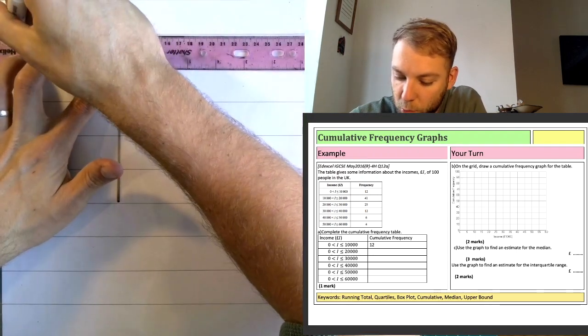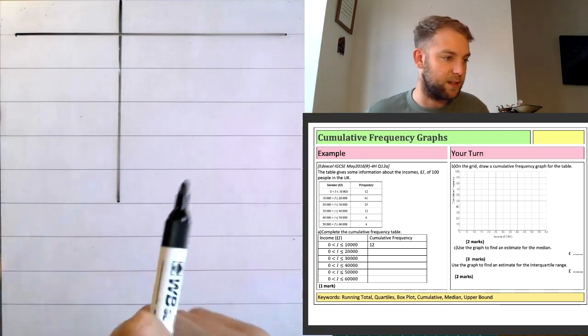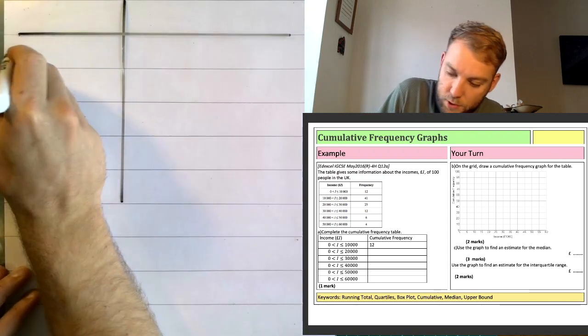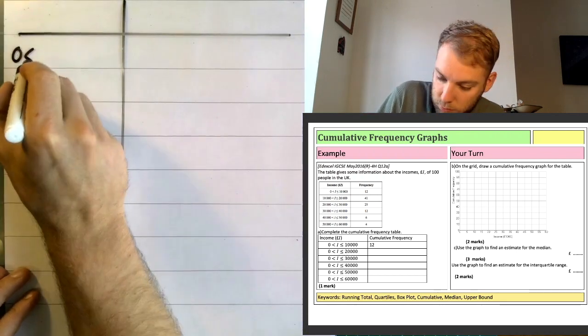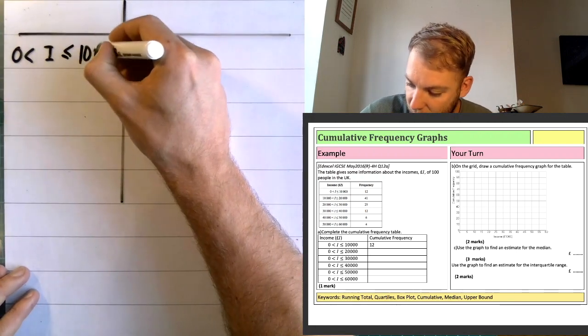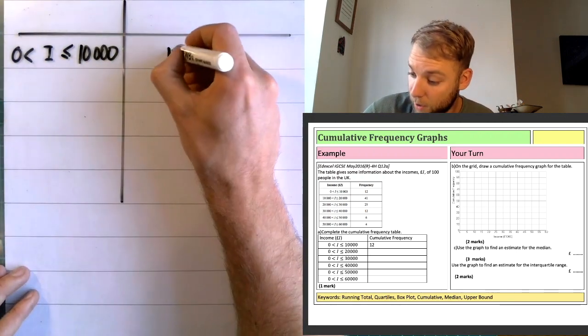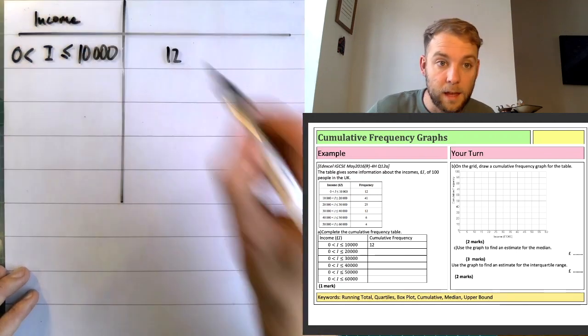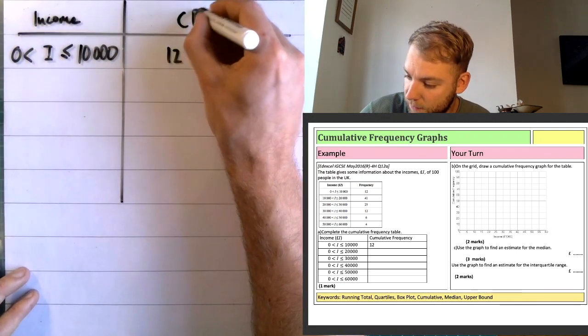I think we should probably be really quite comfortable with this now. So between 0 and the income is less than 10,000, and that's going to be 12 for that one. So what is this one? This is the income, and this one here is the cumulative frequency.